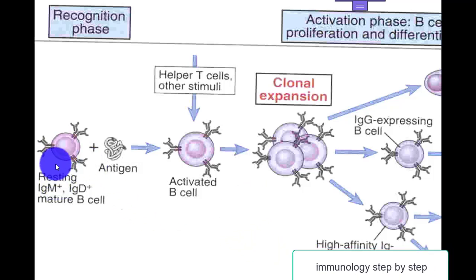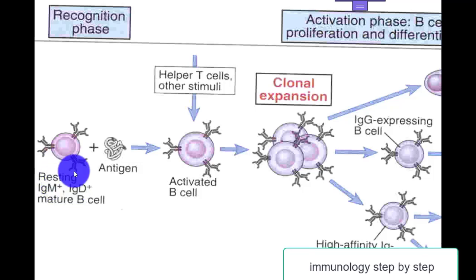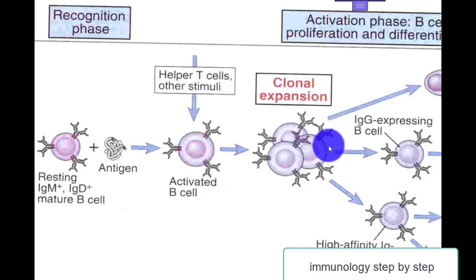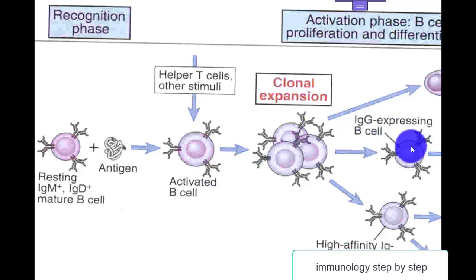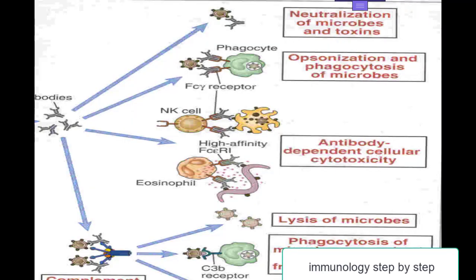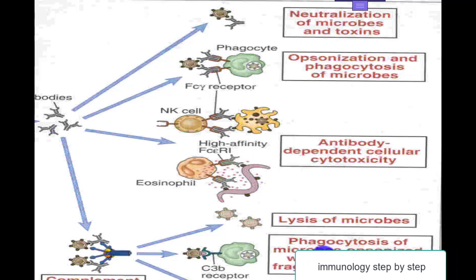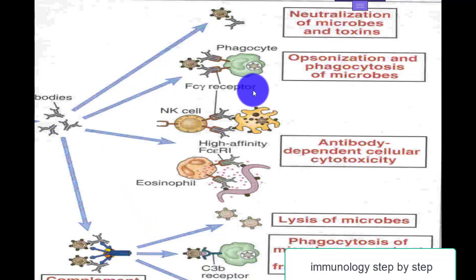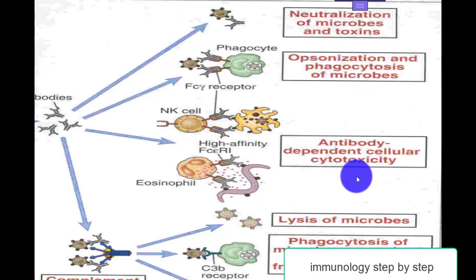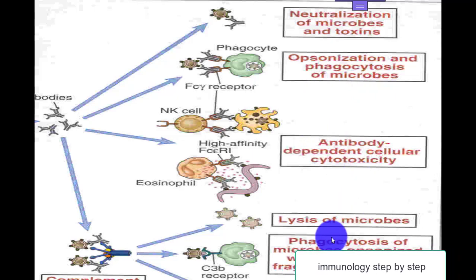Here the resting IgM, IgD mature B cells, the antigen, activated B cells, clonal expansion, IgG expression on B cells, high affinity IgG expressing B cells. The effector phase of the humoral immune response: antibodies, neutralization of the microbe and toxin, opsonization and phagocytosis of microbe, antibody-dependent cellular cytotoxicity, lysis of the microbe and phagocytosis of the microbe.